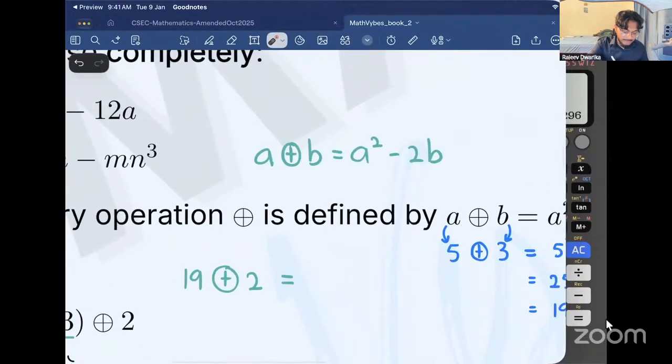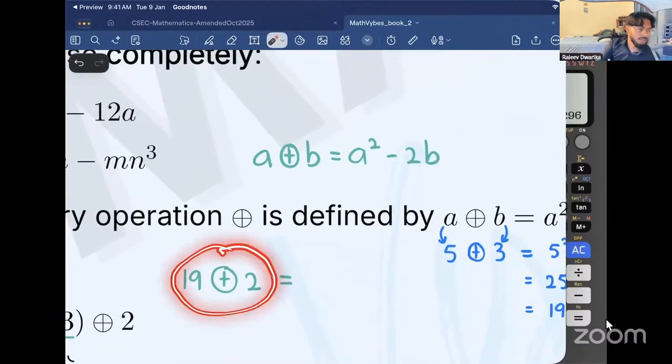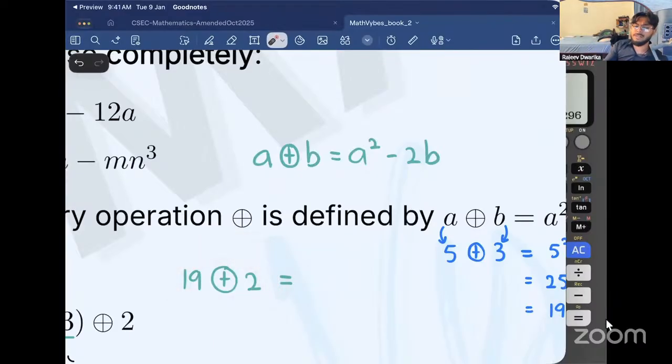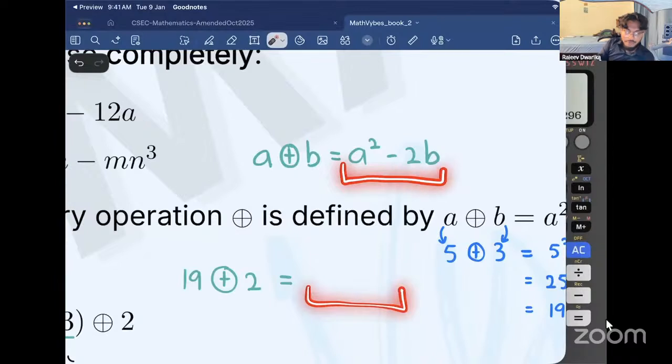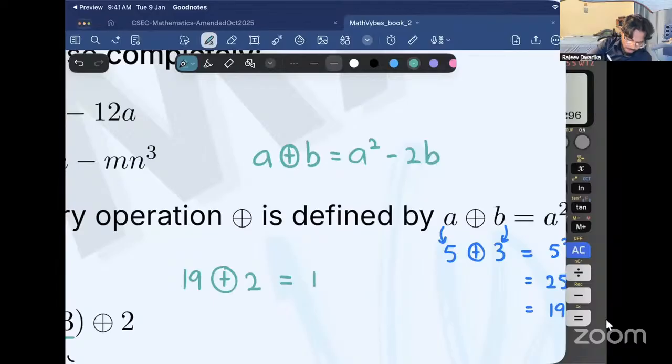So when you look at this, do we have a and b? Now we don't have a and b there. What do we have instead of a and b? 19 plus circle 2. So instead of writing a, what would we write? 19. And instead of writing b, what would we write? 2. So tell me, what would I write here if I'm performing the operation a squared minus 2b? I'll write 19 squared minus 2 by.